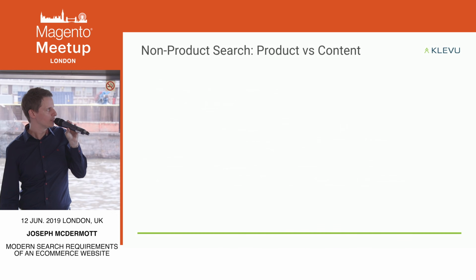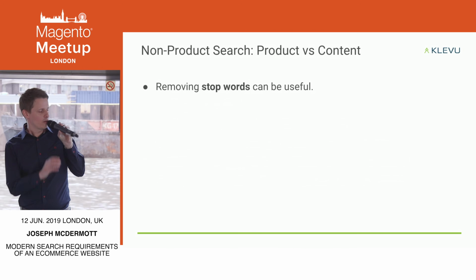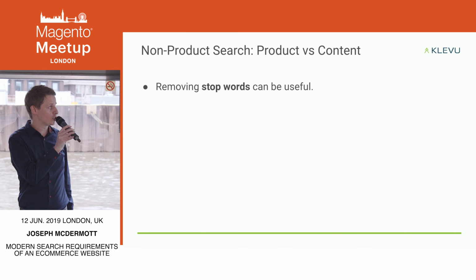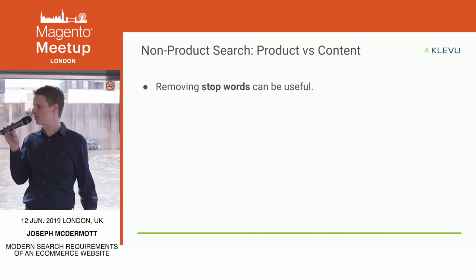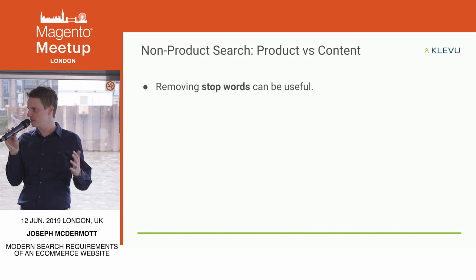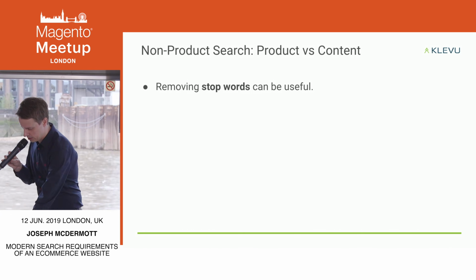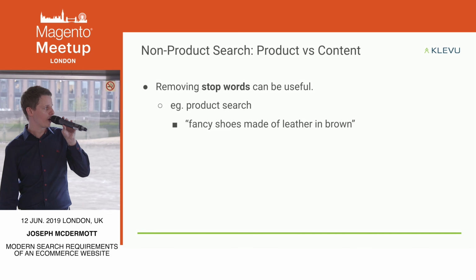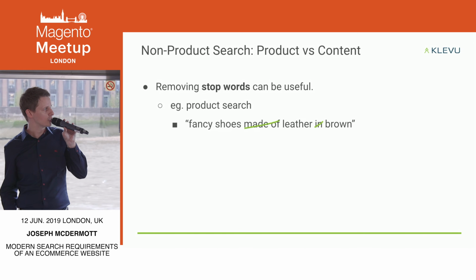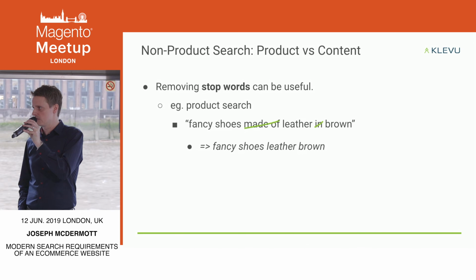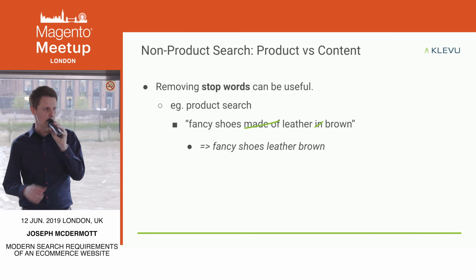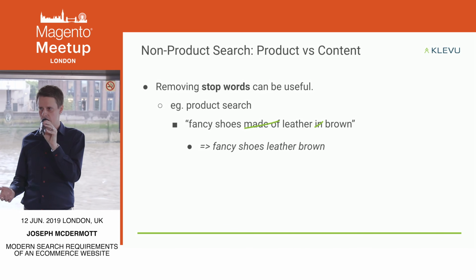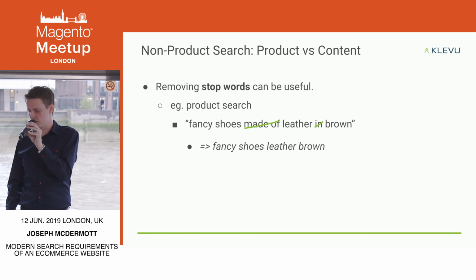So why does this matter? So product versus content. With these marketplace extensions and some SaaS providers, you get the option to manage a stop words list. Now, stop words are functional words like and, in, of, when, that you might want to remove from a search term. So, for example, if you're making a product search, and you're looking for fancy shoes made of leather in brown, if we actually cross out these stop words, we end up with a really good keyword-based search query. And if you search for products with this, that's going to be a really good result because you've removed made of and in, which are going to negatively impact your search.